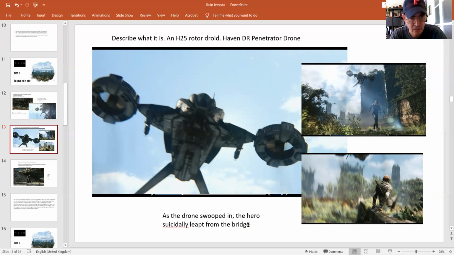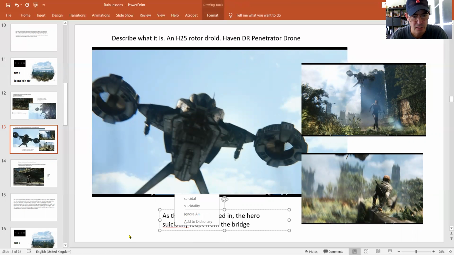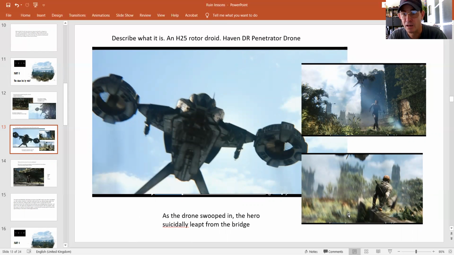As the drone swoops in, the hero, this is quite good, suicidally leapt from the bridge. So here we've got the drone. She, in my case, is running as fast as she can to get away from it, and she kind of knows that she's got something by the bridge. And it says here, as the drone swooped in, the hero suicidally, what a great word that is, leapt from the bridge. Is that spelled right? Oh no, they want me to be suicidal, and I want to do it suicidally. So there we go. Story of my life.